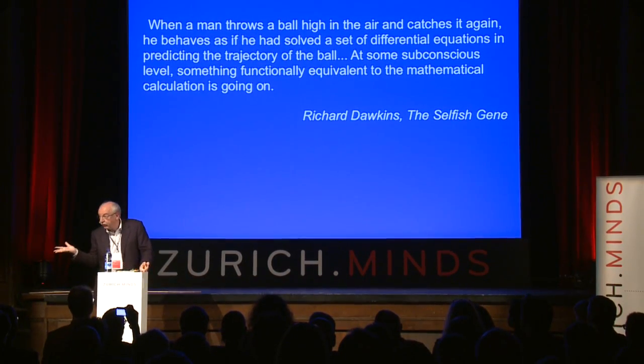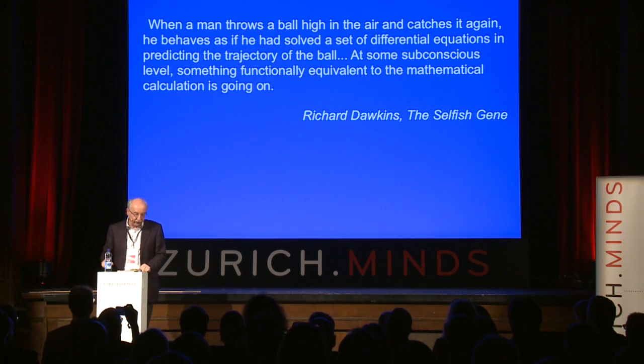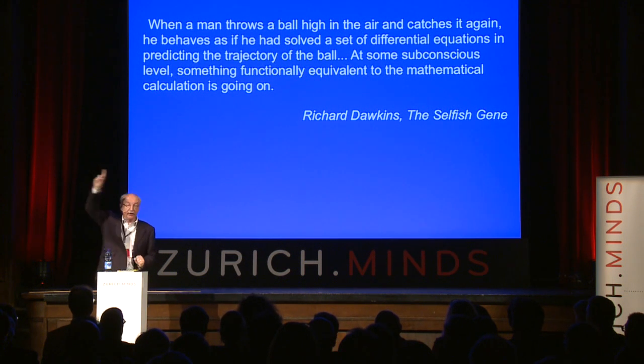So, how does a player know? The typical theory is it's a complex problem. Something complex is going on in the mind. And here is a quote from Richard Dawkins in his famous book, The Selfish Gene, where he exactly proposes this idea. And he says, when a man throws a ball and so on, he behaves as if he had solved a set of differential equations in calculating the trajectory.